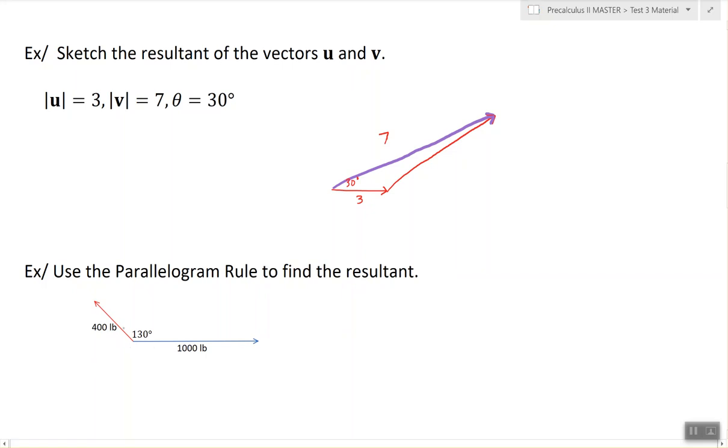And then we have this other example. We can use the parallelogram rule to find the resultant. So I'm going to just borrow those directed line segments here. I'm going to move this one so I can do my head to tail method of trying to put those together.